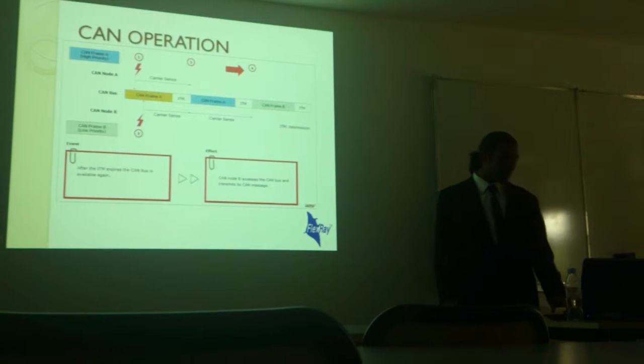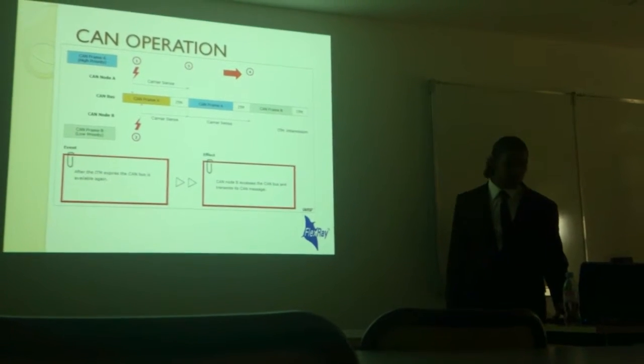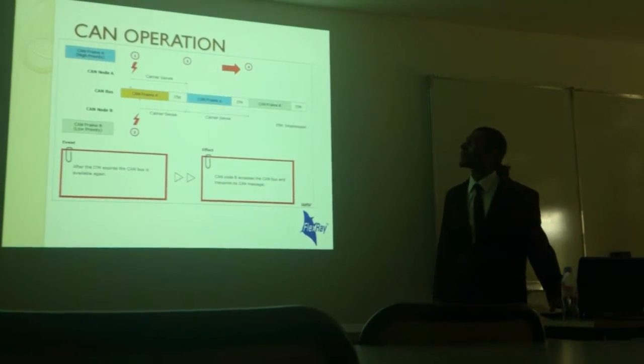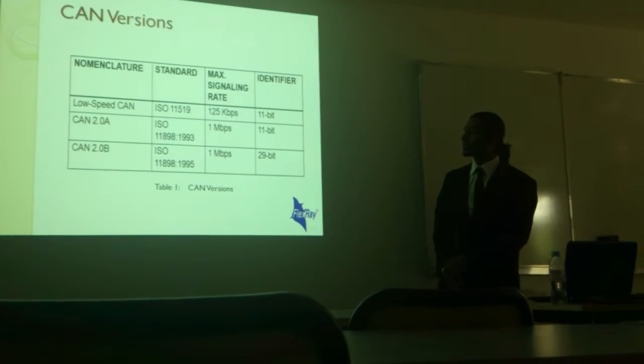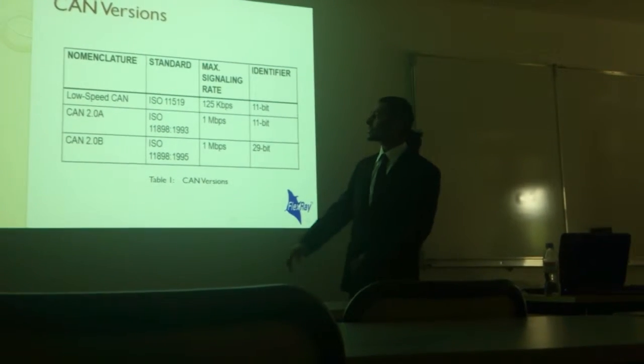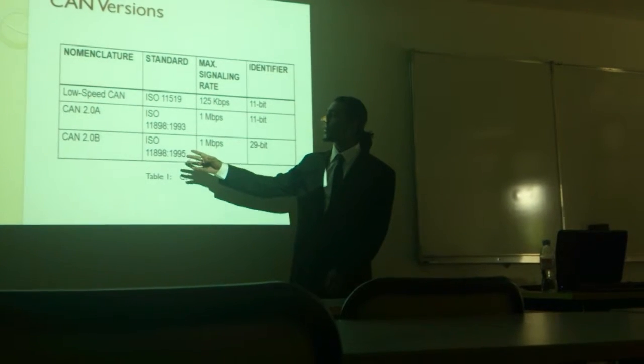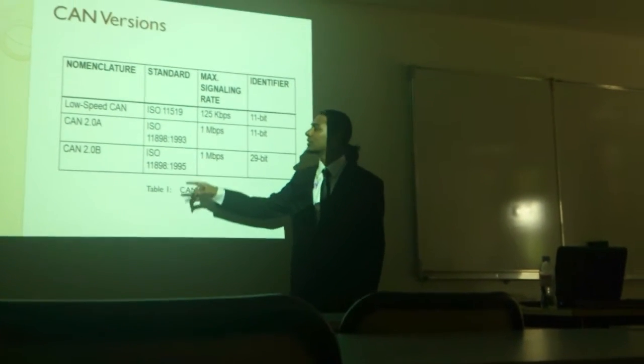Now coming to the CAN versions, there are different versions. One is a low speed CAN, and a high speed 1 Mbps CAN, of two versions with an identifier of 11 bits and an extended identifier of 29 bits. These are the various versions that are available.